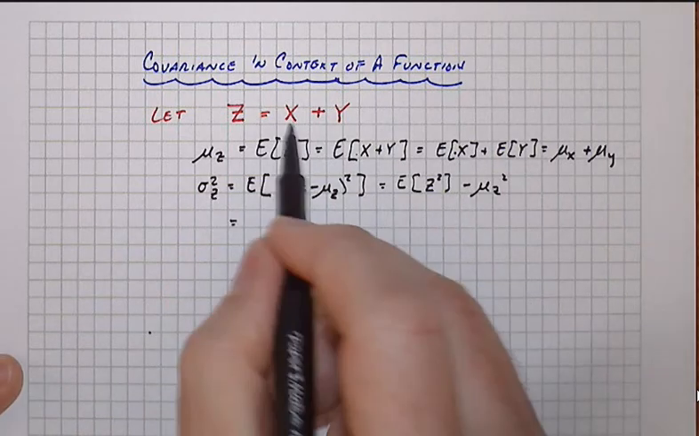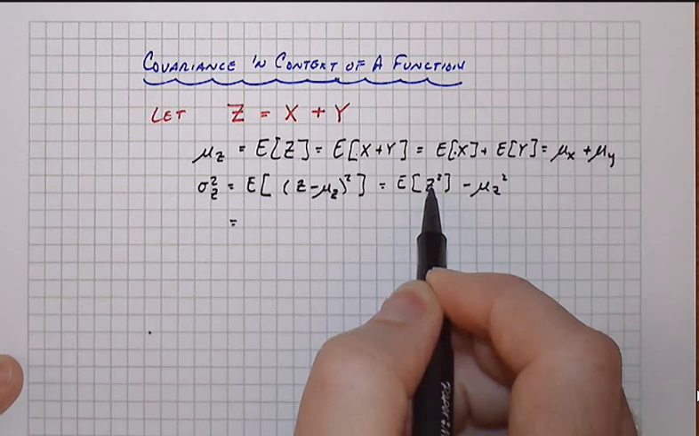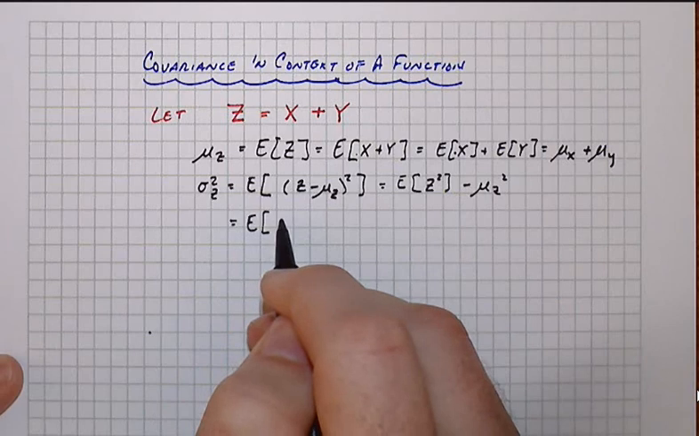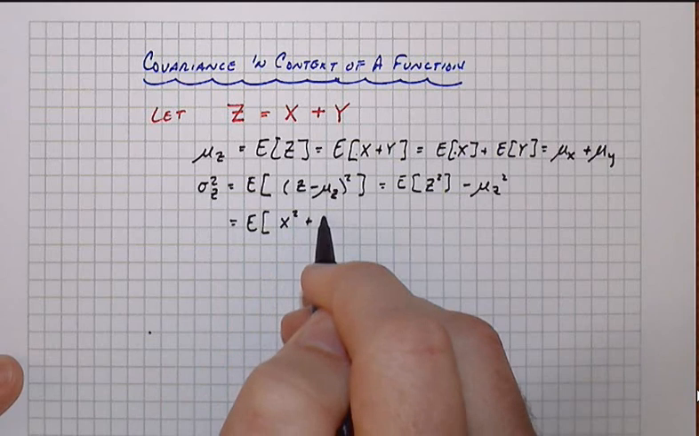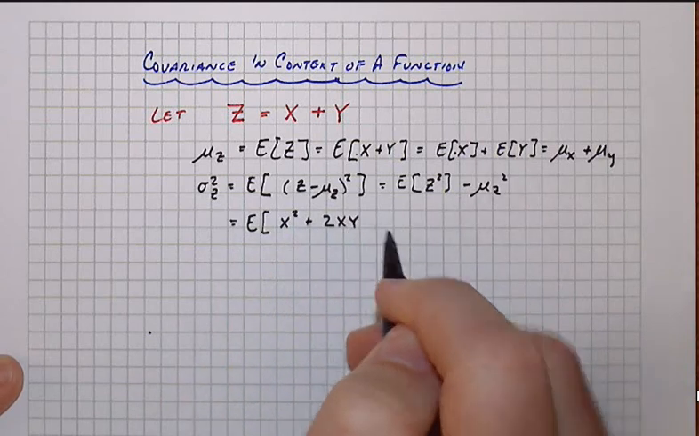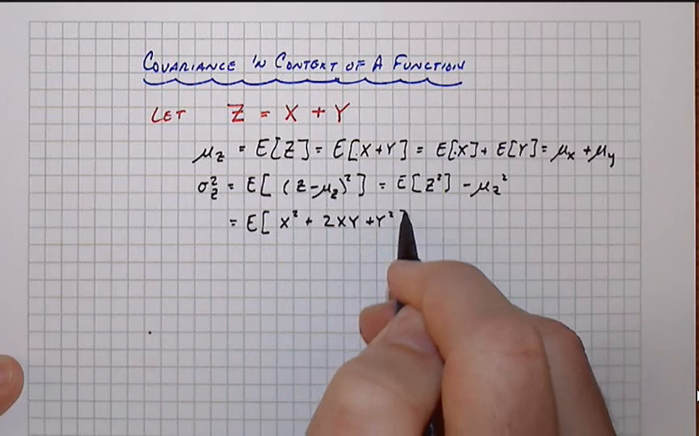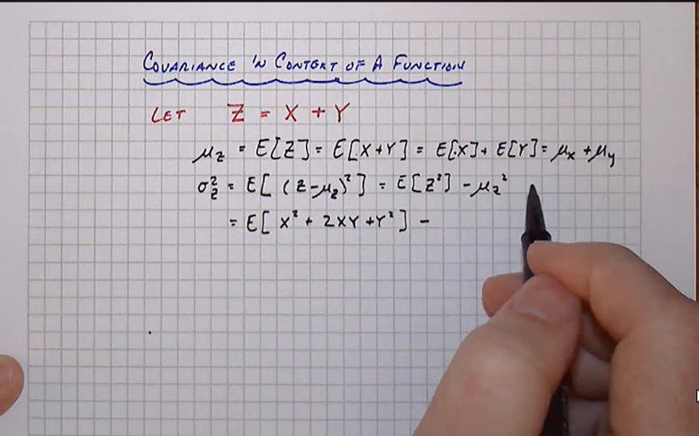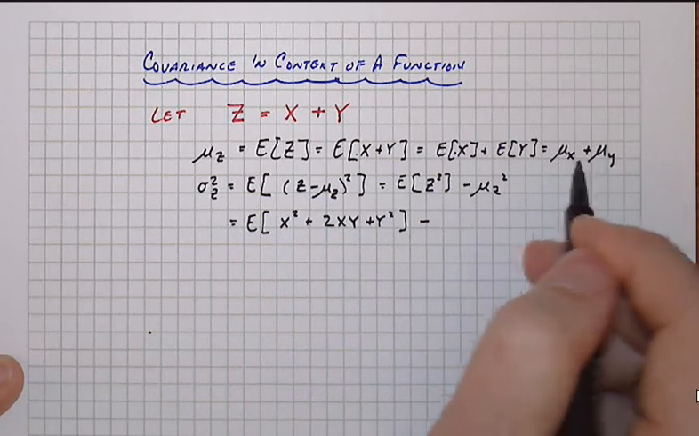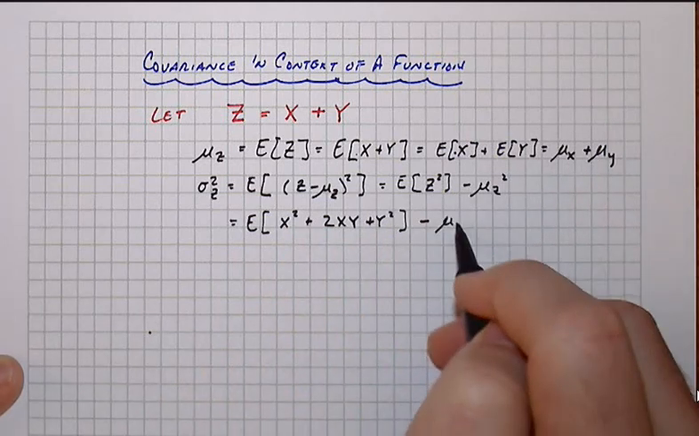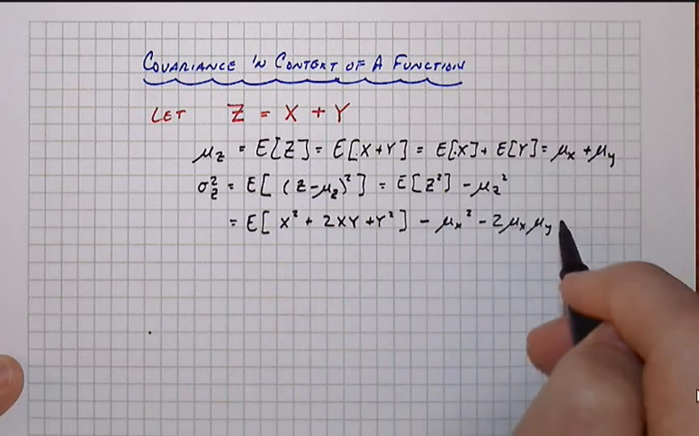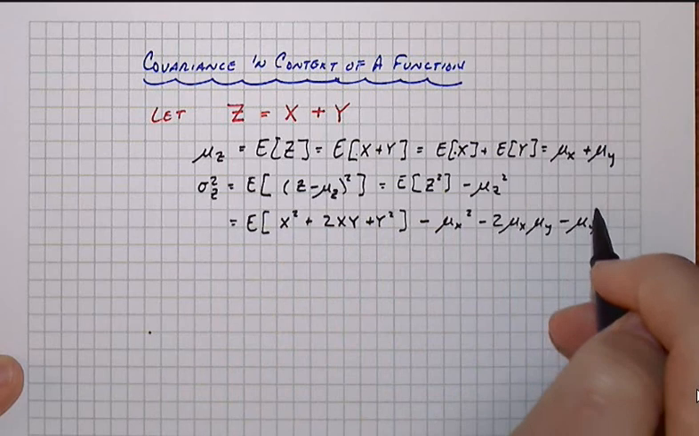we're going to substitute in X plus Y for Z, and I'm going to go directly to the next step, which is to expand that product. And so that'll be the expected value of Z squared is the expected value of X squared plus 2XY plus Y squared minus, and then the square of the mean of Z. So that's just this thing also broken out. Don't forget to put your minus signs on each one of those terms.